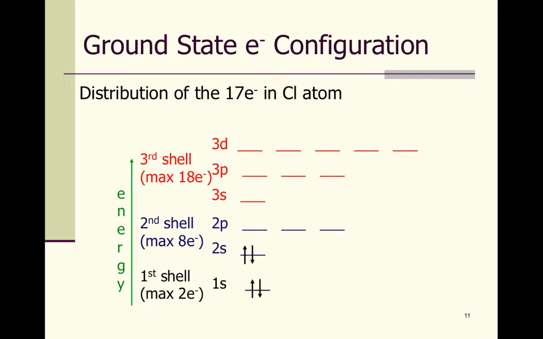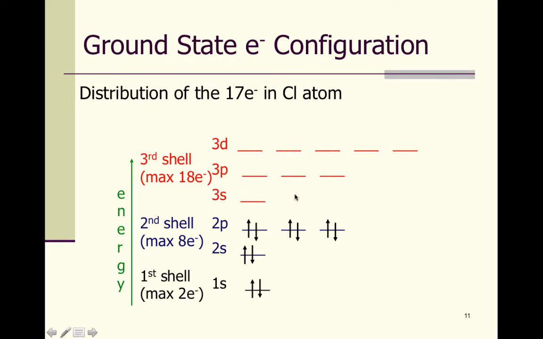Now here's what happens when we talk about only 1 can fill at a time. So on the 2p, what's going to happen is I have, remember the x, y, and z? So we're going to have 1 in each of those. Then if we have more electrons to show, which we do in this case because we have 17 total, then they can pair up. So far I am showing 2, 4, 6, 8, 10. I still have 7 more electrons to go.